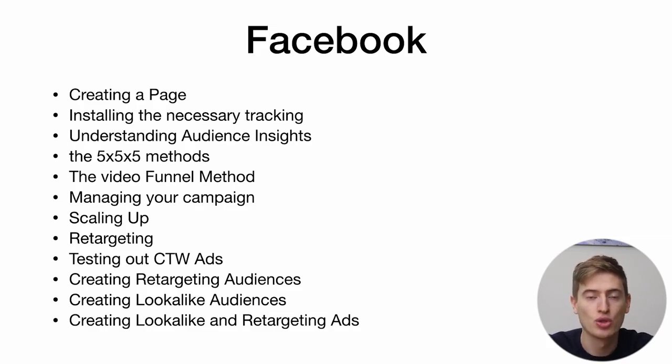Scaling up is simple. You want to increase your budget by 50%. So if you've put $10 per day in, don't double it to $20. Just put another $5 in and only do 50% a day. Otherwise, you'll end up paying a lot more per click, and you don't want to do that. You want to keep your clicks low.